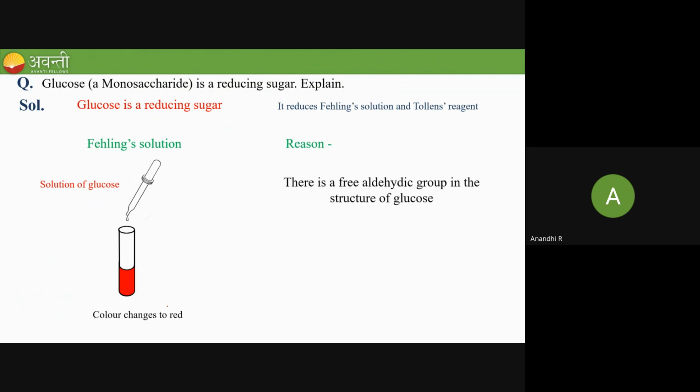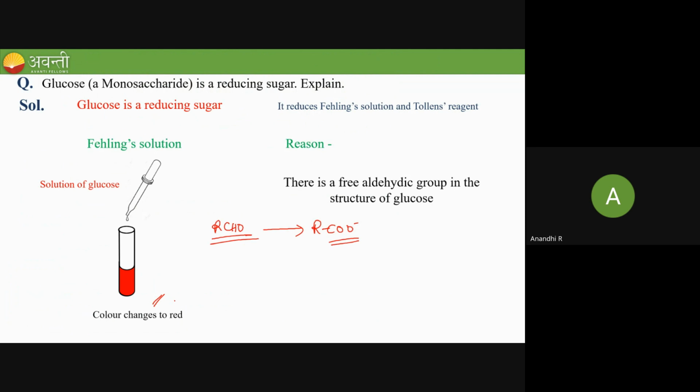So why does the color change happen? There is a free aldehydic group present in the structure of glucose. So basically, what is the role of Fehling's solution and Tollens' reagent? Their role is the conversion of RCHO to RCOO minus, right? Since we have an aldehydic group in the glucose molecule, that aldehyde CHO will be converted to the corresponding carboxylate ion, and that's why the color is changing. Yes, Sandeep, correct. So that's why the color change occurs, and glucose is said to be a reducing sugar.